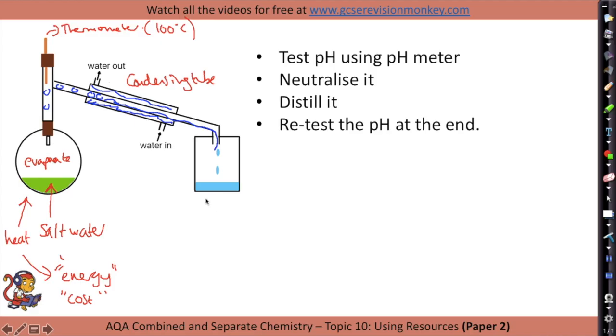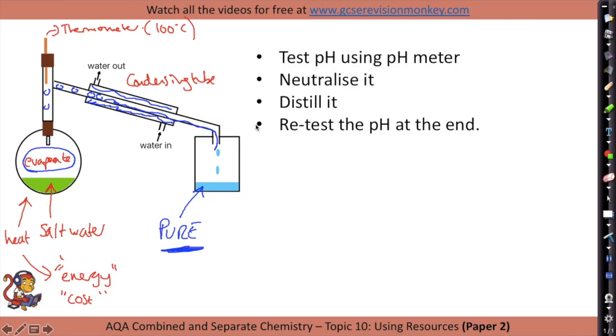Now, with distillation, not only is your water potable, but it is also pure. Because you are doing the distillation process, only the water particles are evaporating when they reach their boiling point. You're leaving all of the dissolved salts in the flask and you are getting pure water.